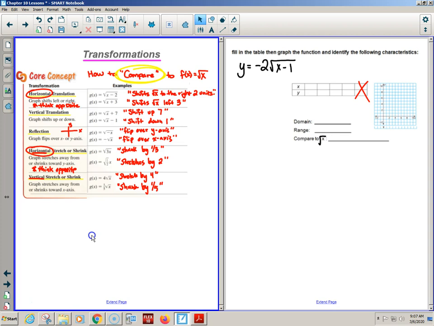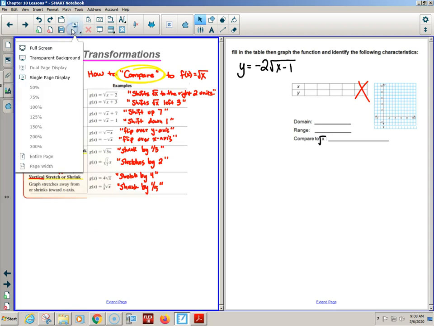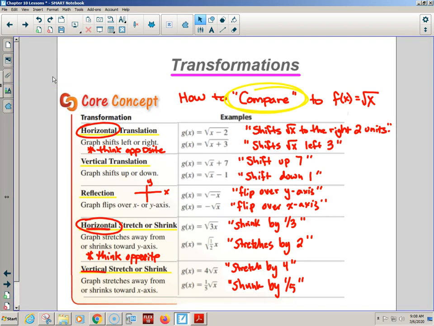There are actually 3 different changes going on in this function. There's a negative, which does something. There's a 2 times, which does something. And there's a minus 1 that does something. So I'm curious if you could look at this table and pick out how this function has changed.